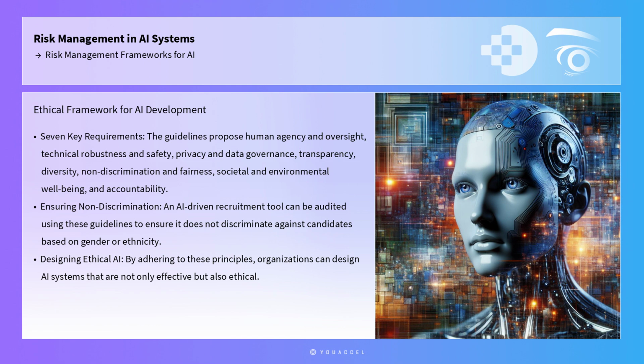Another significant framework is the European Union's Ethics Guidelines for Trustworthy AI, which highlights the importance of ethical principles in AI development. These guidelines propose 7 key requirements: human agency and oversight, technical robustness and safety, privacy and data governance, transparency, diversity, non-discrimination and fairness, societal and environmental well-being, and accountability.